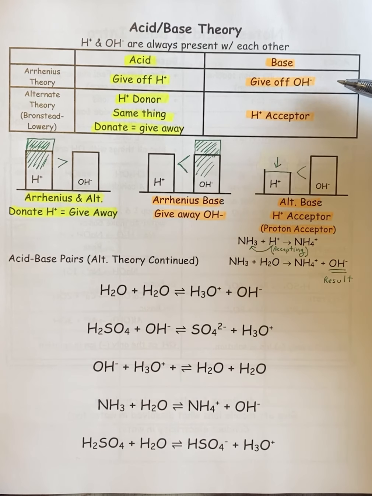A base is anything that gives off an OH minus. That's the Arrhenius theory. The alternative is a base being an H plus acceptor. Think of it like in a sports game that has a penalty box. When a penalty goes against a team, rather than giving the opposing team an extra player, they take a player away from the team that got the penalty, therefore giving the other team the advantage. And that is how it works.